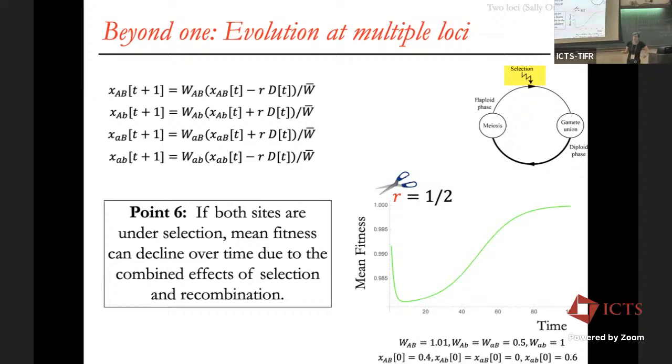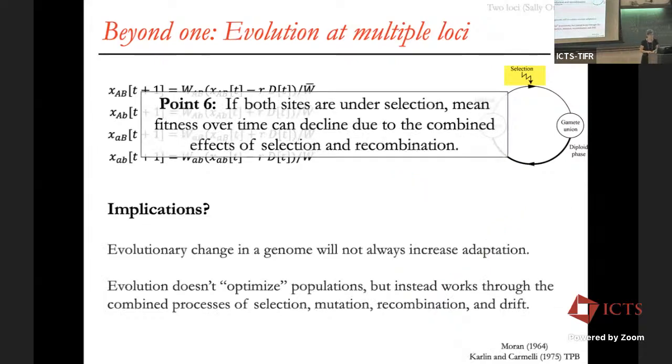And one way to think about this is that if you have the fittest genotypes happen to be at really high frequency, recombination can break those down and create a lower offspring fitness than you would have had in the parents. So there can be more breaking apart of good gene combinations than selection is building them up. So evolutionary change in a genome will not always increase adaptation, and evolution doesn't always optimize populations. Instead, it works through these combined processes of selection, mutation, recombination, and drift. There is this strong hill climbing aspect that adaptation at any one locus is tending to increase fitness, but other things like recombination can undo that.